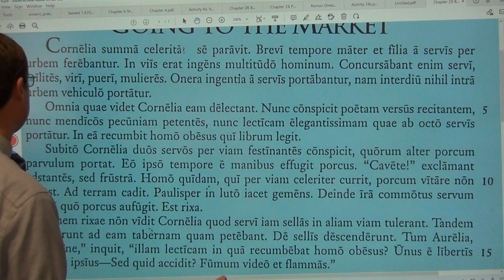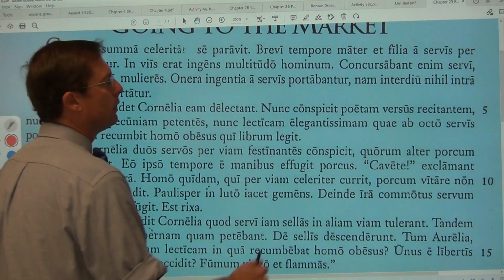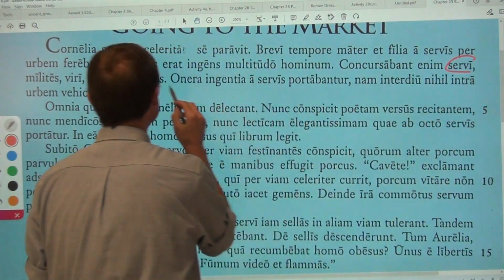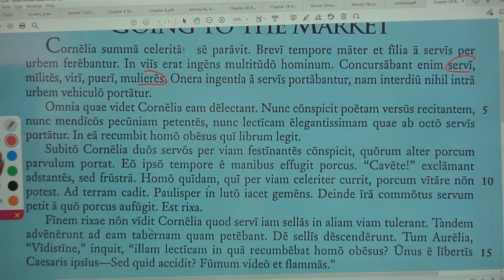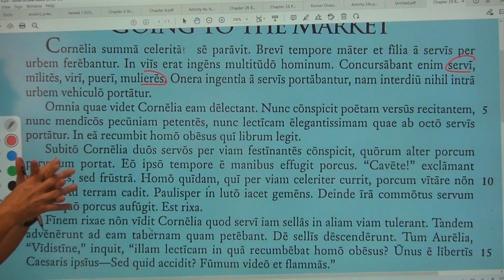Currebant enim servi, milites, viri, pueri, mulieres. And here we have asyndeton. There is no ands whatsoever. And so it says, for, slaves, soldiers, men, boys, women. And they're all going to be intermixed and interspersed.